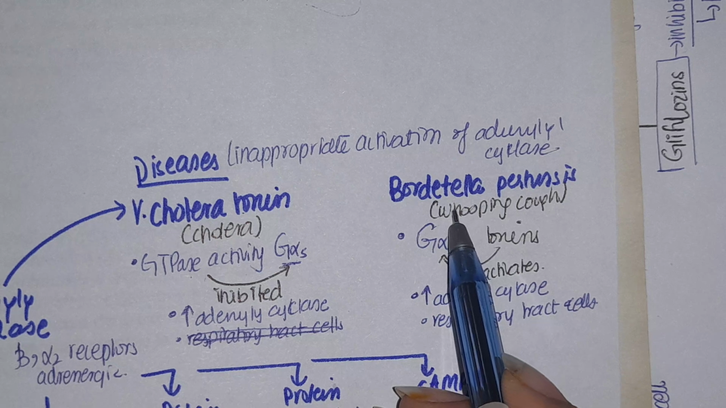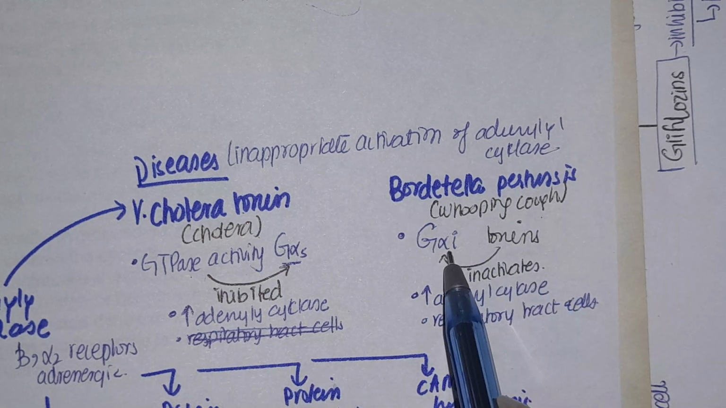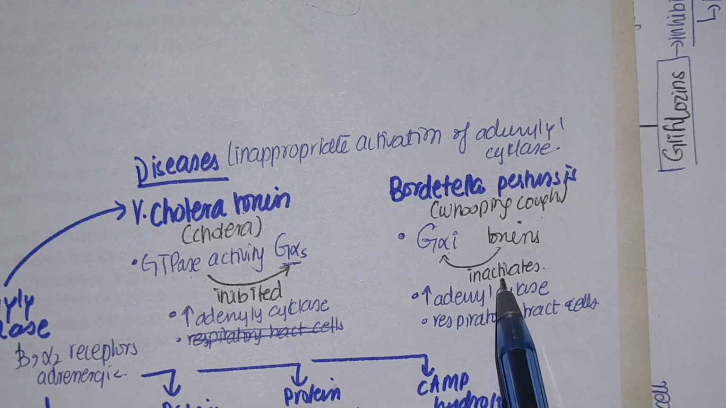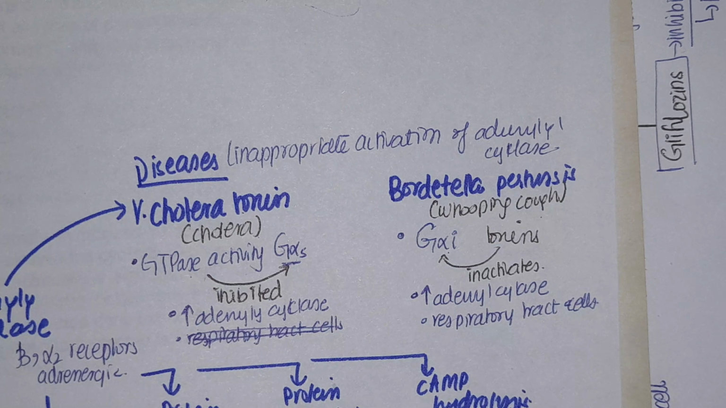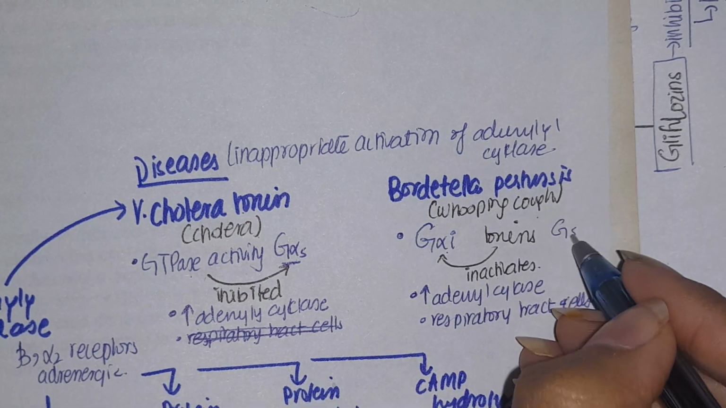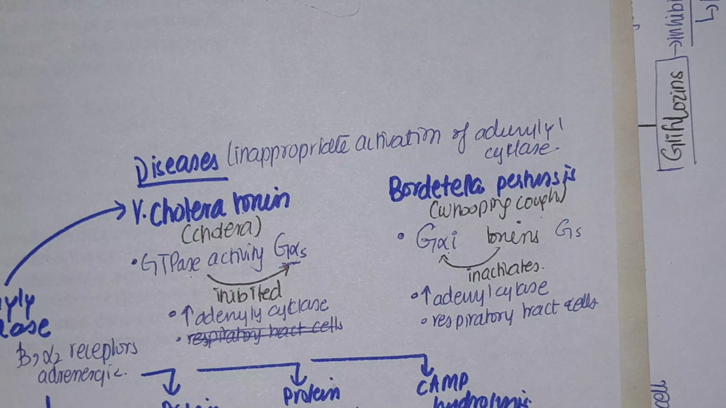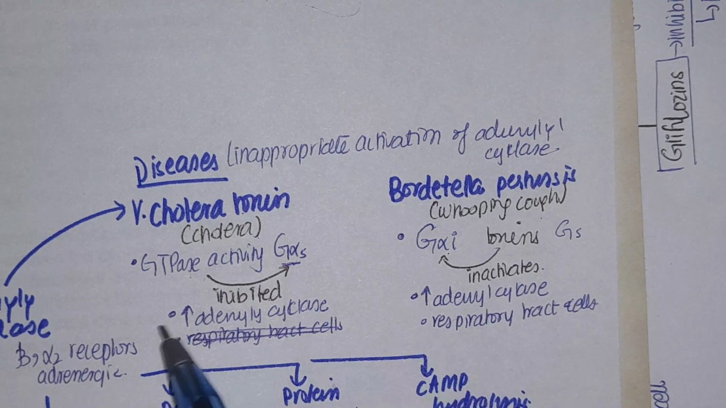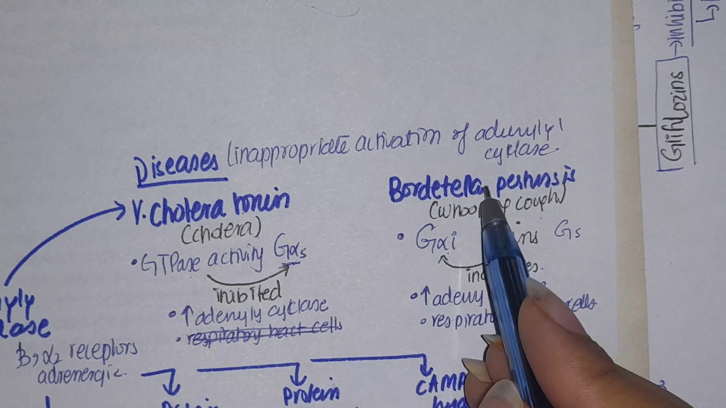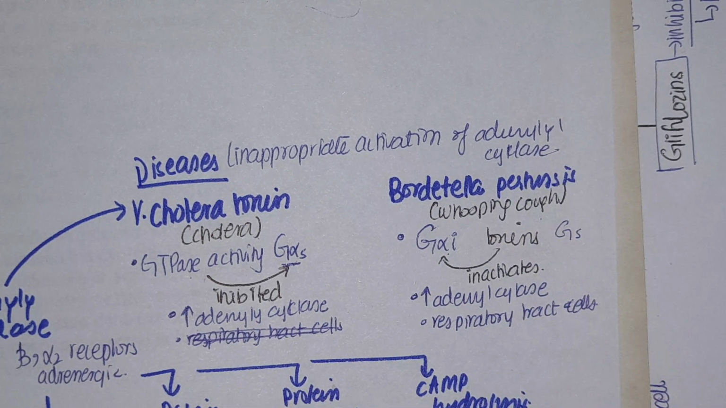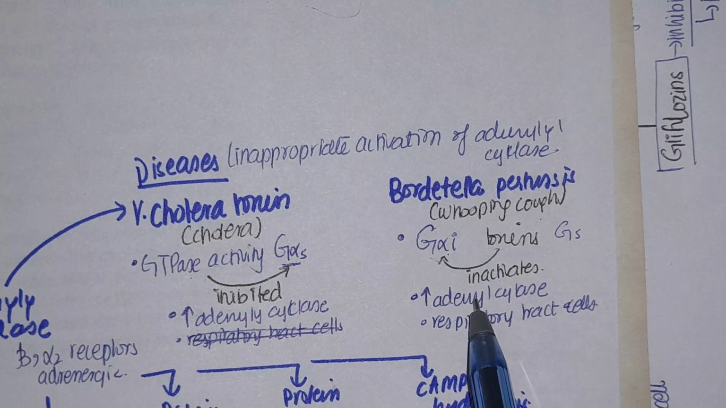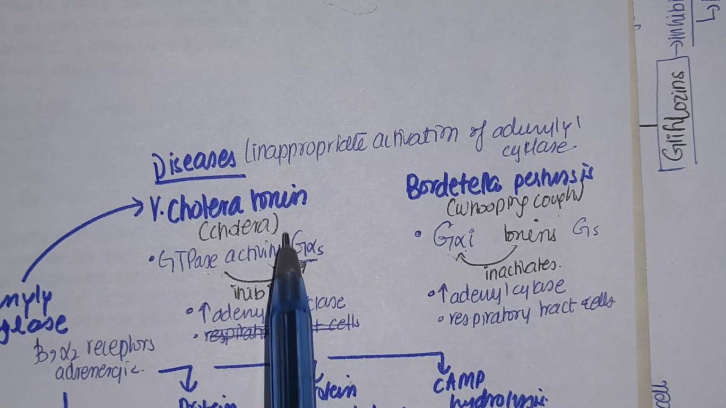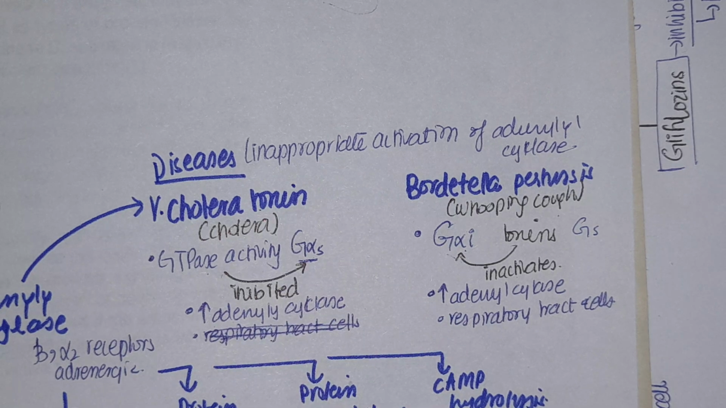And in Bordetella pertussis, whooping cough, the inhibitory unit is inactivated. When the inhibitory unit is inactivated, what does it mean? It means the stimulatory unit is doing all its function. In both situations, adenylyl cyclase will be super activated. In Bordetella pertussis, or whooping cough, you have a large amount of cough, and the respiratory tract cells are filled with mucus, because adenylyl cyclase is produced in a large amount. In Vibrio cholera, you have a large amount of feces.